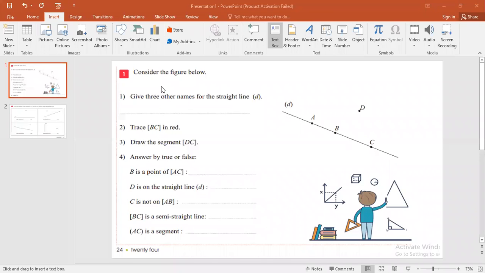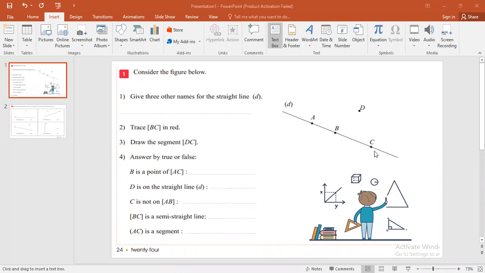Hello, let's do exercise 1, page 24. Consider the following figure below. Look at the figure. Give three other names for the straight line D. Look at the straight line D.